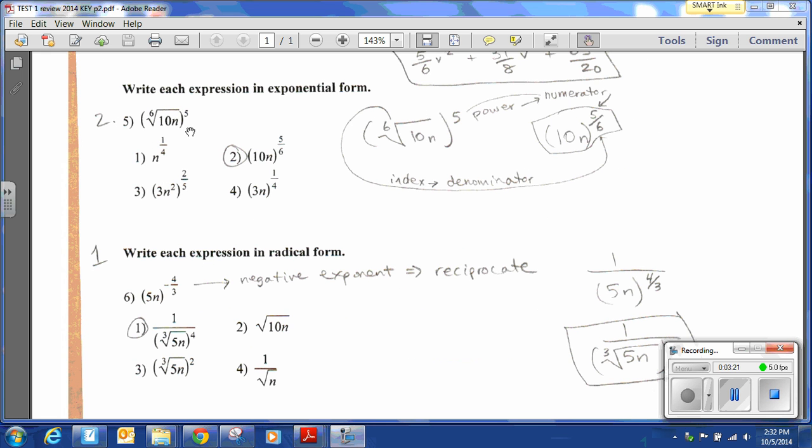Number 5, all you're doing is rewriting this expression into exponential form. As you remember, the index becomes the denominator and the power becomes the numerator. So it's 10n in parentheses to the 5/6 power.